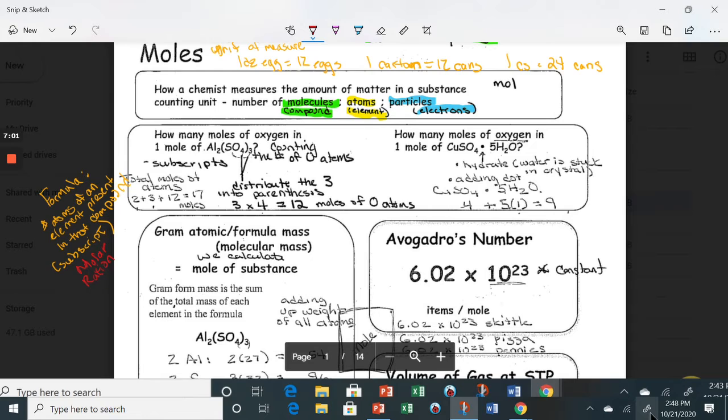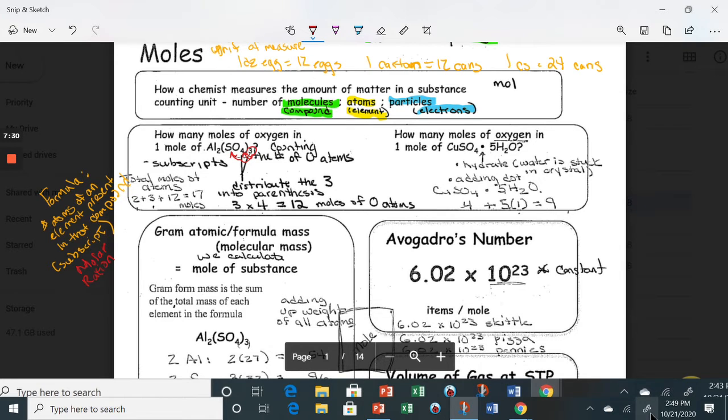You might say, wait, I don't see a 3 by the sulfur. Oh, but it's over here. That 3, that subscript gets distributed into the parentheses just like algebra. There's that dirty word again, mathematics. So I multiply the subscripts together, and that tells me how many moles of each atom I have. So those are the moles of atoms in the formula.